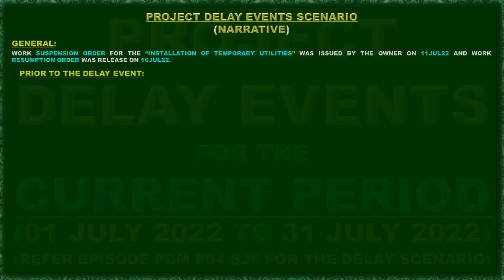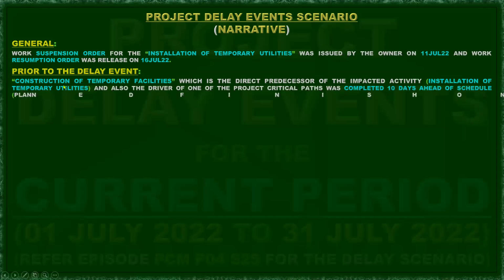So prior to the delay event, the construction of temporary facilities, which is the direct predecessor of the impacted activity, installation of temporary utilities, and also the driver of one of the project critical paths, was completed 10 days ahead of schedule. Plan finish was July 5th, 2022, completed on 25th of June, equals 10 days. So thus impacting the project milestone to be ahead of schedule by 5 days.